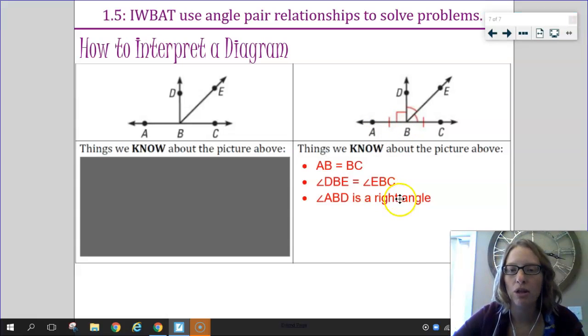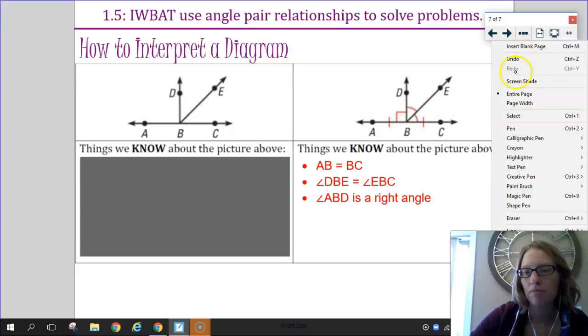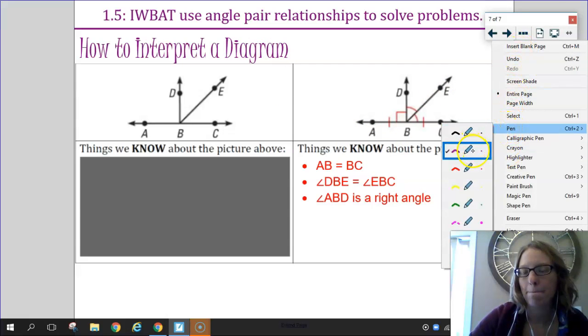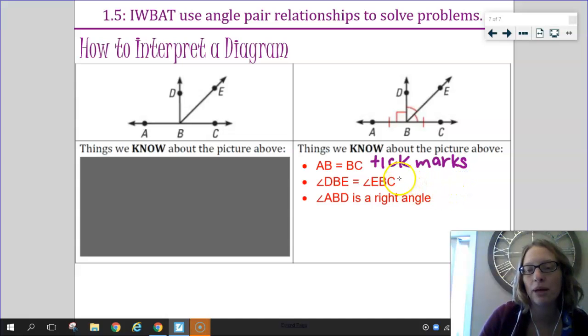Because of this diagram on the right, we know that A to B and B to C are equal. The way we know those two distances are equal is because of the tick marks. So because of those tick marks right here at AB and right here at BC, we know that those two distances are going to be equal. The only way we can know distances are equal is from tick marks. We can never assume it just based on looks alone.